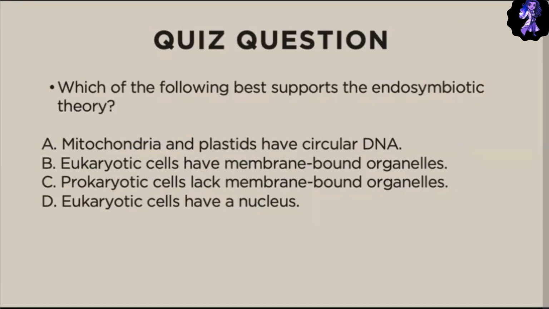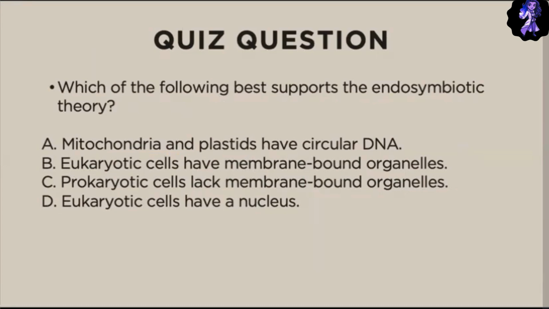Once again, the quiz question states which of the following best supports the endosymbiotic theory. We have A, mitochondria and plastids have circular DNA. B, eukaryotes have membrane-bound organelles. C, prokaryotes lack membrane-bound organelles. And D, eukaryotes have a nucleus.